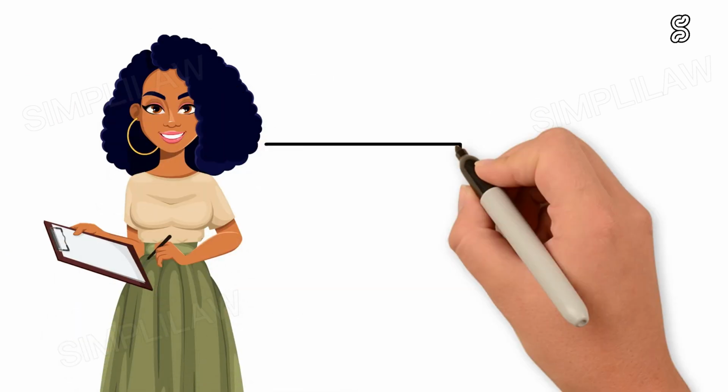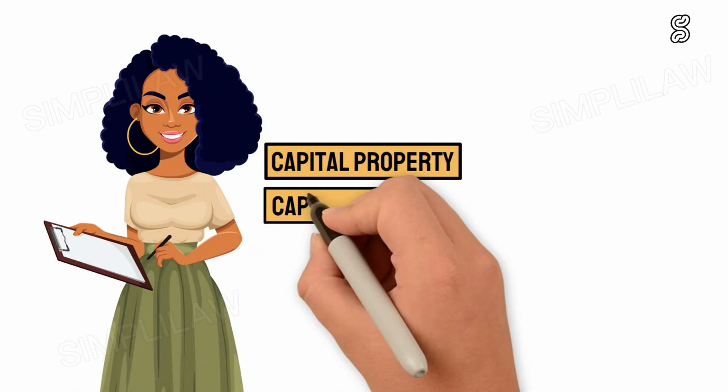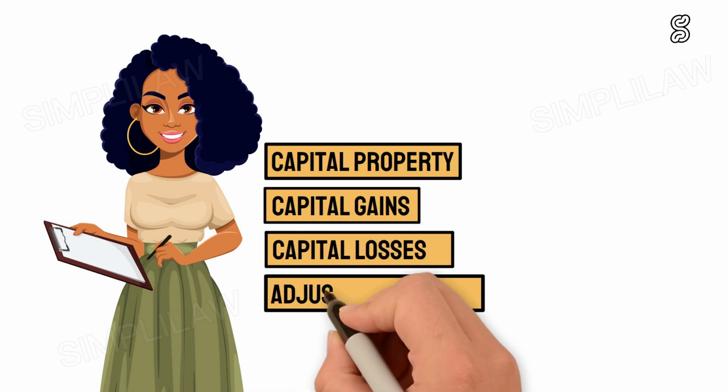And there you have it, a crash course in capital property, capital gains, capital losses, and adjusted cost base.